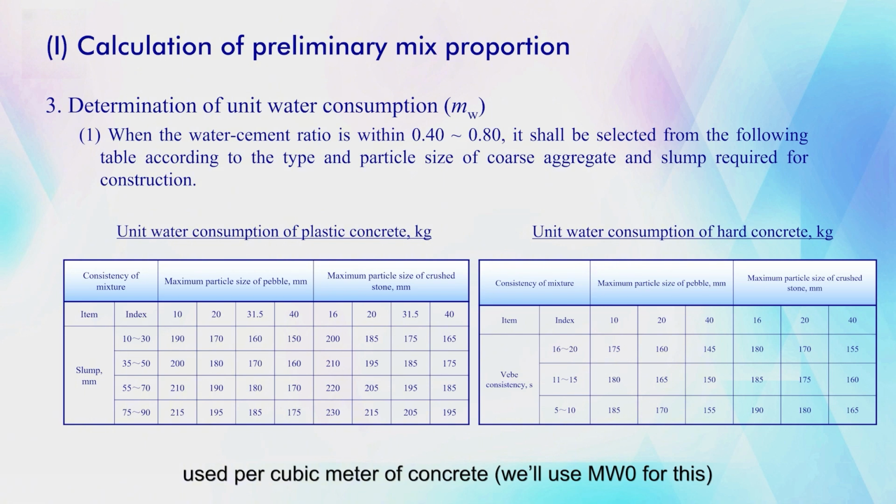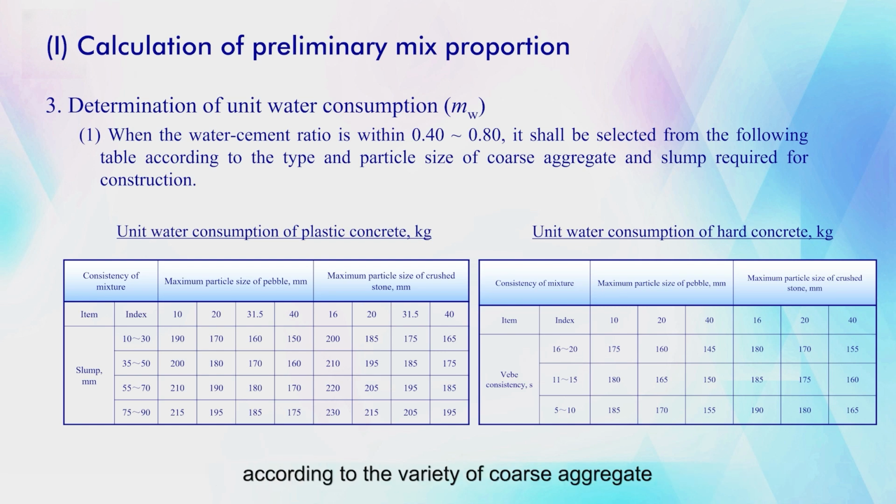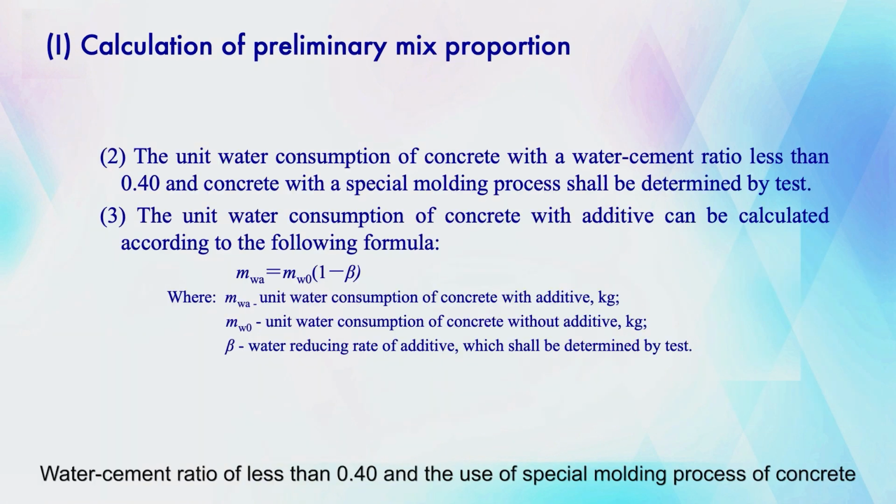We'll use MW0 for this. For a water-cement ratio in the range of 0.40 to 0.80, determine the water consumption of plastic concrete and dry hard concrete according to the variety of coarse aggregate, particle size, and construction requirements of the concrete mixture, using the liquidity indicators to find the relevant table selection.